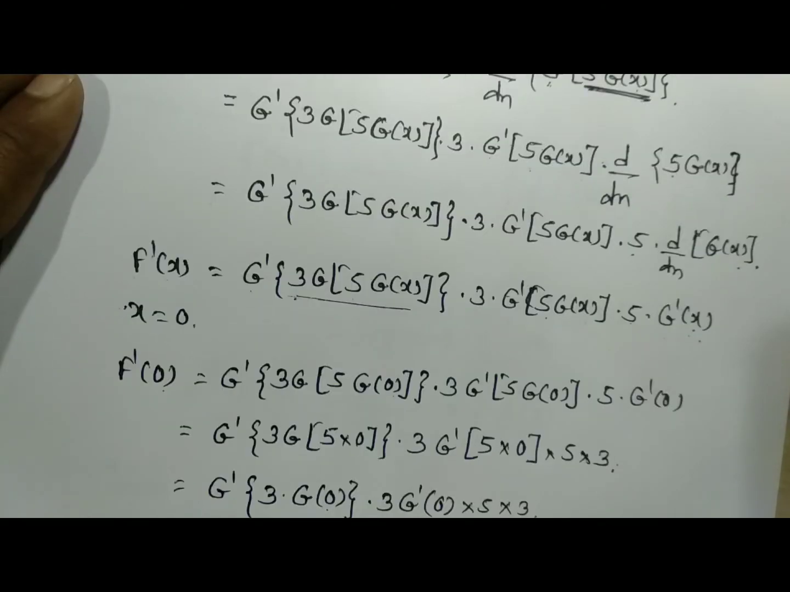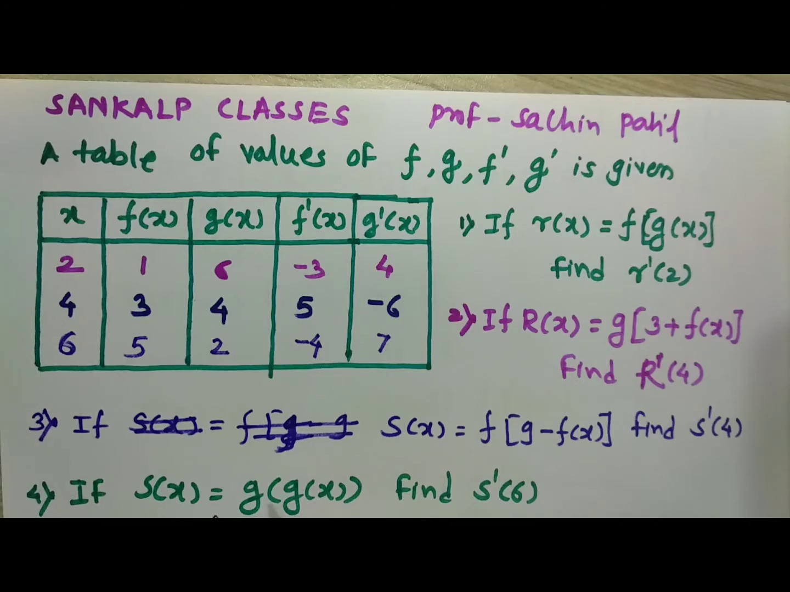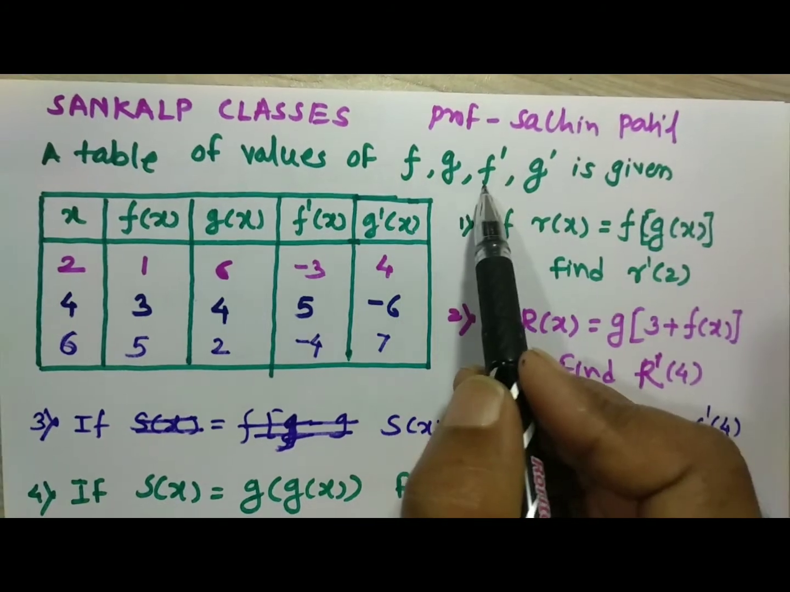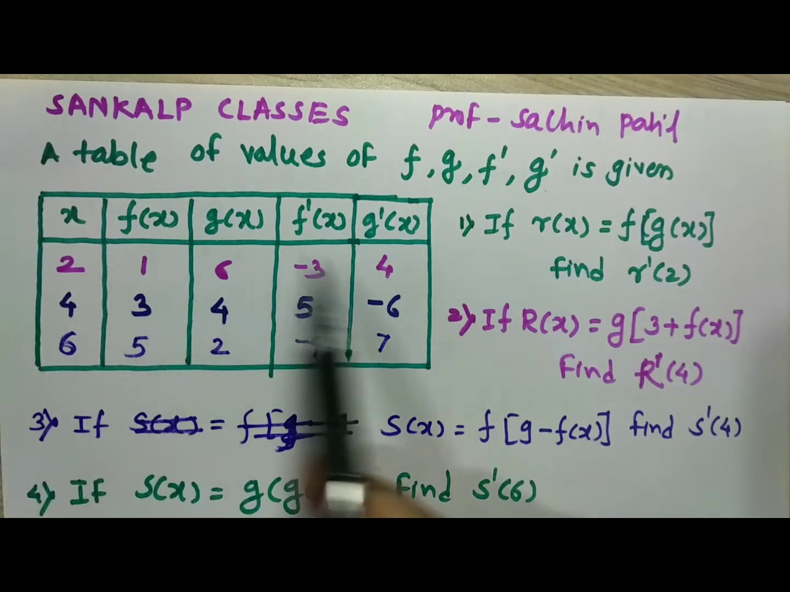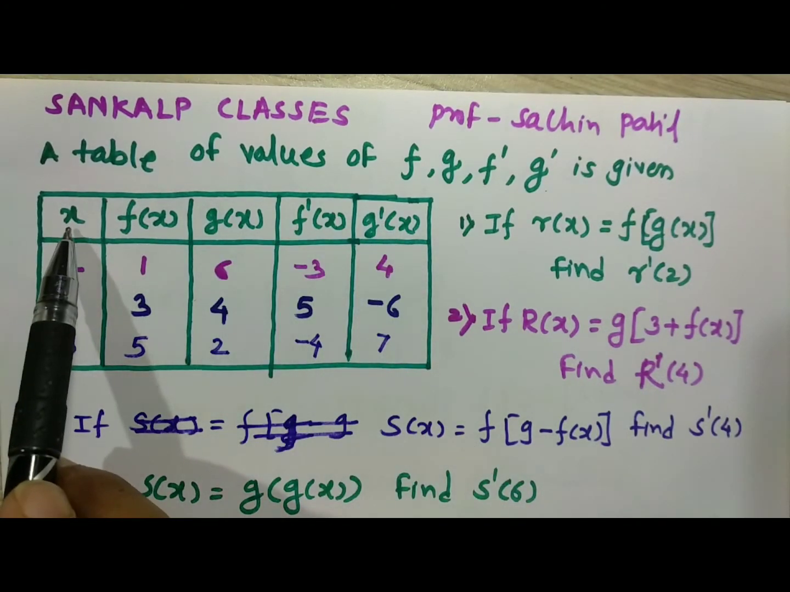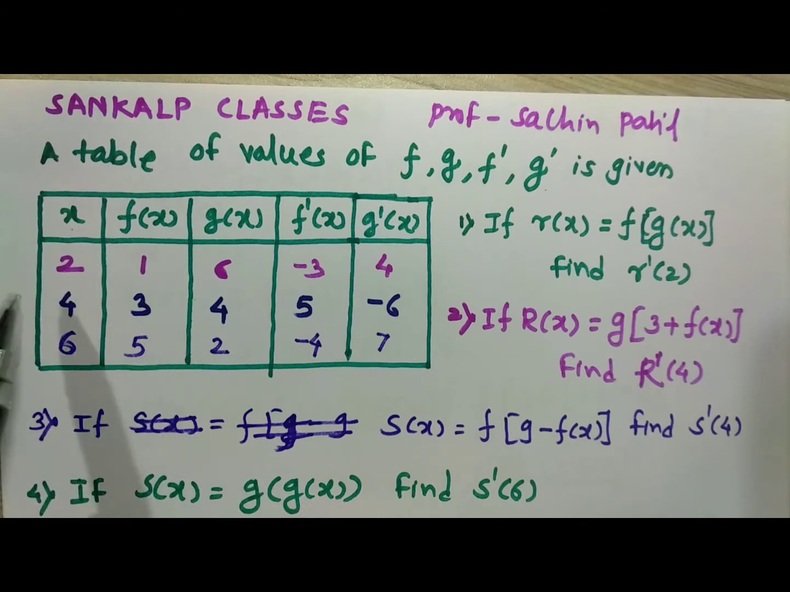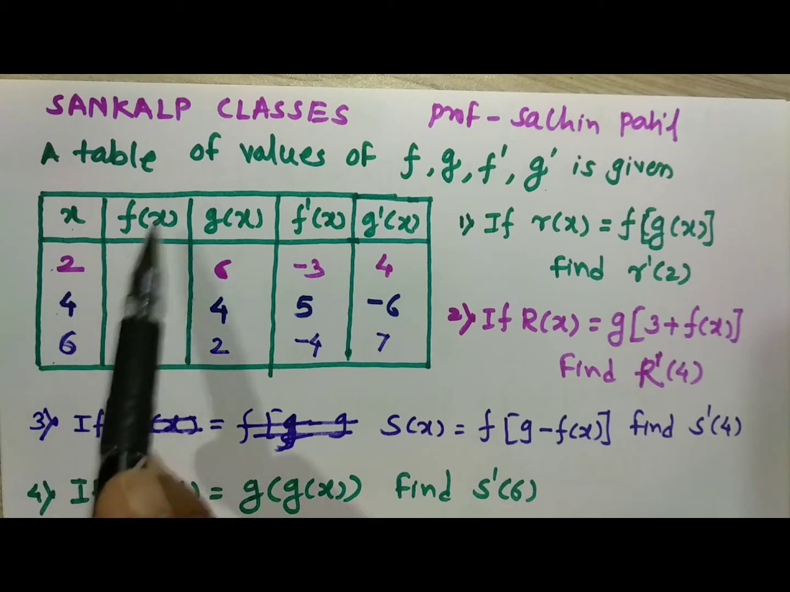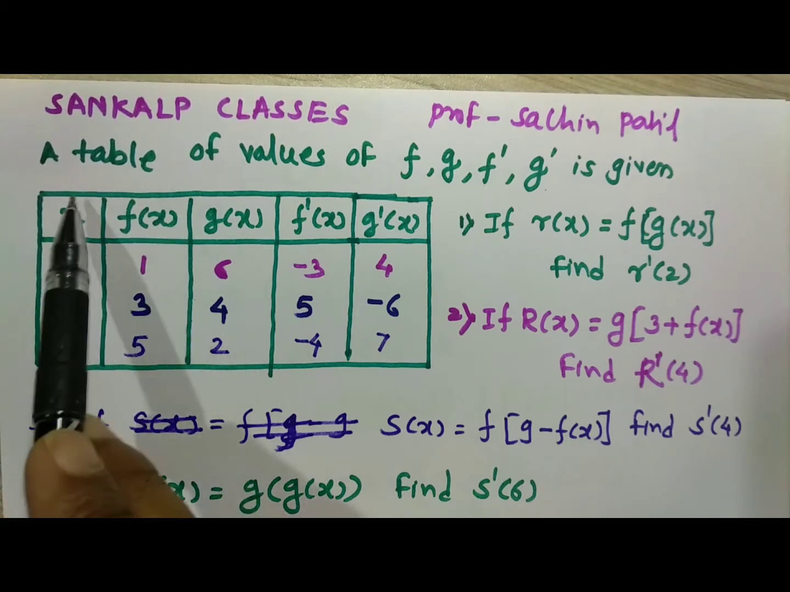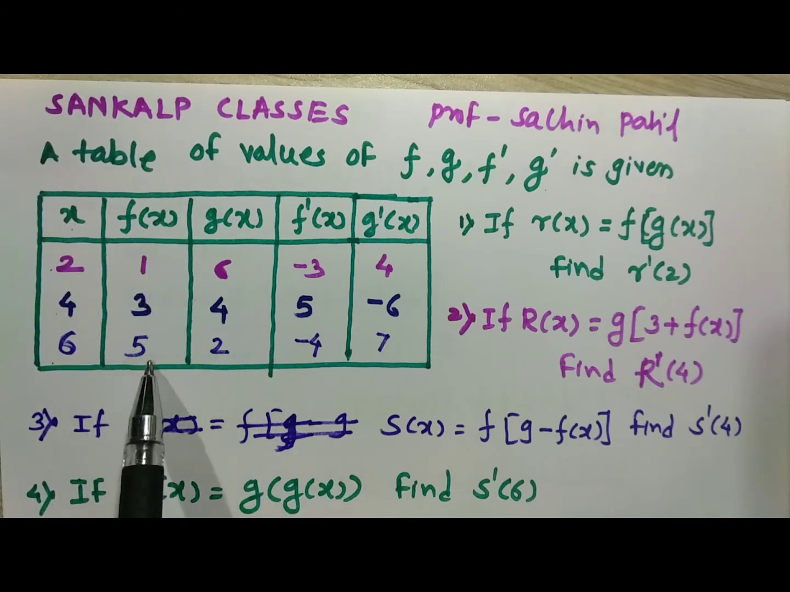Now we move to the next example related to the composite function. The table gives values of f(x), g(x), f'(x), and g'(x). First of all, we have to read that table. Here x has different values: 2, 4 and 6. For x = 2, f(x) is equal to 1. For x = 4, f(x) is equal to 3. For x = 6, f(x) is equal to 5.